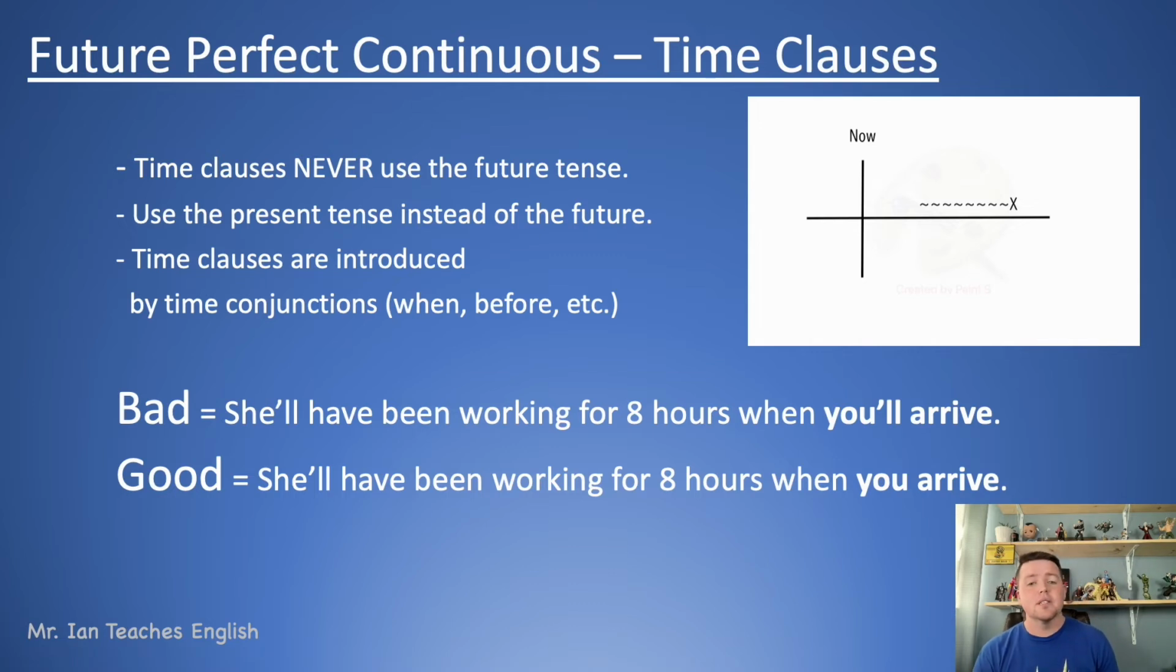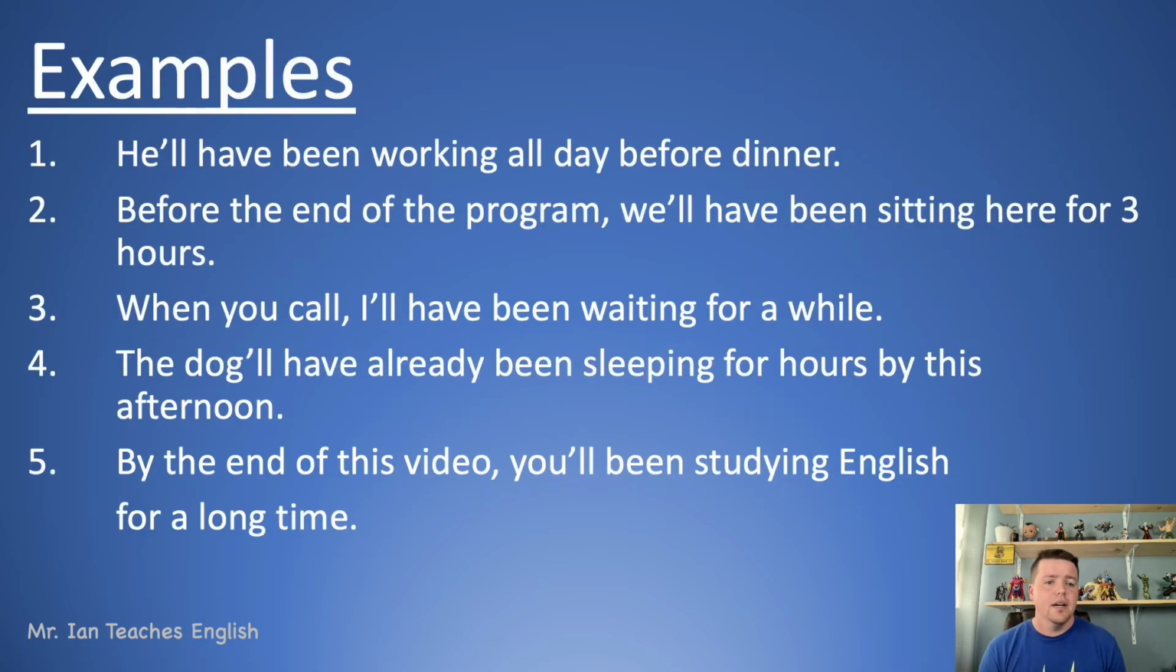All right, let's look at some more examples so you can see this idea in practice. All right, example number 1. He'll have been working all day before dinner. So at dinner, there was a continuous idea of work that was happening all day before dinner. Now this includes the time up to and including before dinner. So when he arrives, he will stop working, but that event was very close to him stopping working.